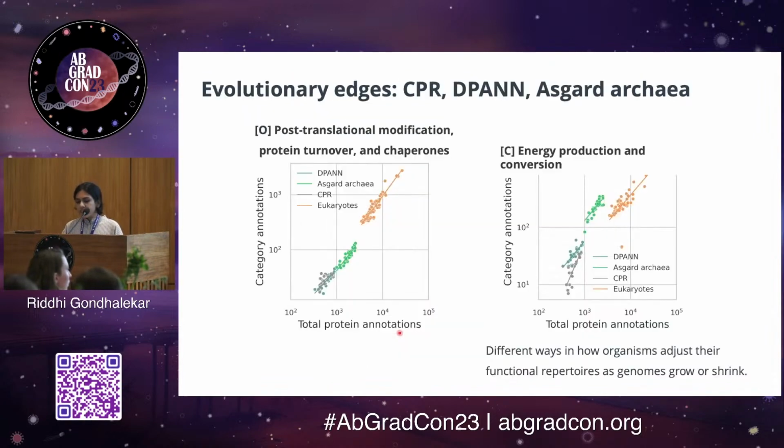So we were also interested in these groups, CPR and DPANN. These groups have extremely small genomes and they lack major metabolic pathways. So we compared them with unicellular eukaryotes and Asgard archaea. For some categories, we can see the scaling is very similar, for category O, but for some categories, the scaling is very different, like in category C, which goes on to show there are different ways in which an organism can adapt while growing in their genome sizes.